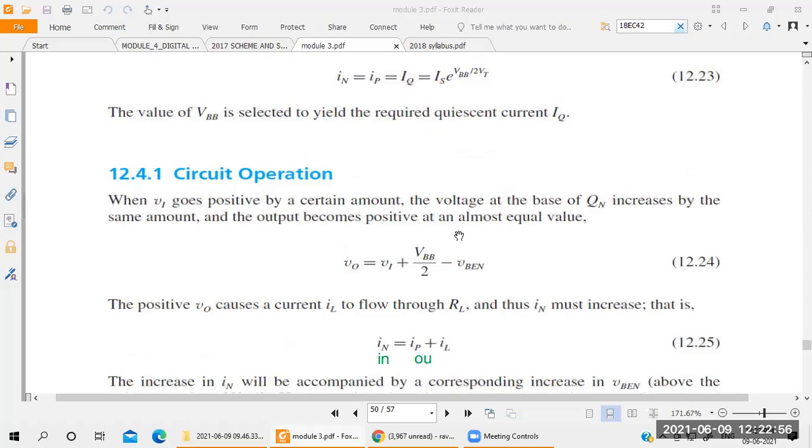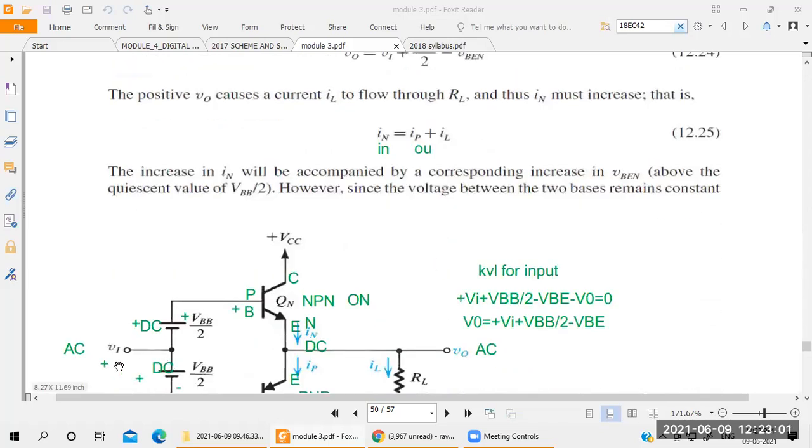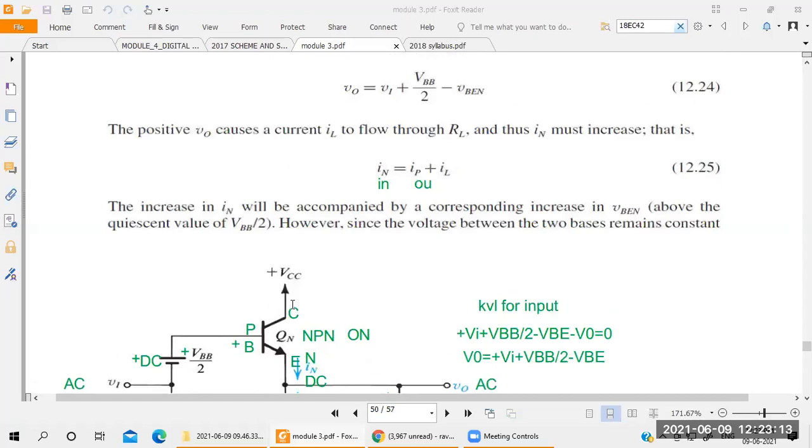In this condition, you have to apply the KVL. So you take VI as positive voltage here, apply the DC supply, then you take NPN in on condition. Then you apply the KVL. KVL means what here? Plus VI, then plus VBB by 2 minus VBN, then minus V0. Minus V0 to take it outside. So what will we get here? VI plus VBB by 2 minus VBN.